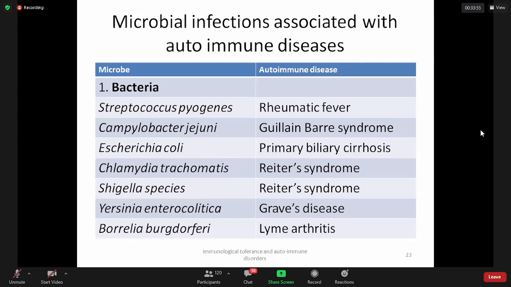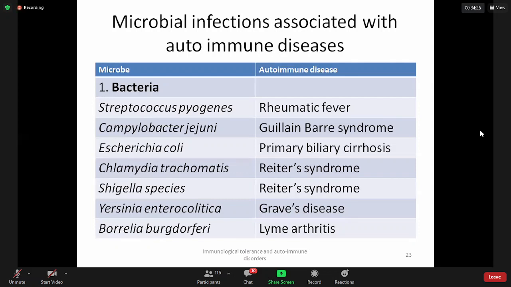E. coli, if someone gets E. coli, antibodies against E. coli might end up inducing primary biliary cirrhosis. So these individuals will end up with damage to their biliary tree, and then someone will end up getting jaundice. Chlamydia trachomatis and Shigella species will induce production of antibodies which are going to be deposited in the eye, in the urethra, and in the joints, which will present as Reiter's syndrome.